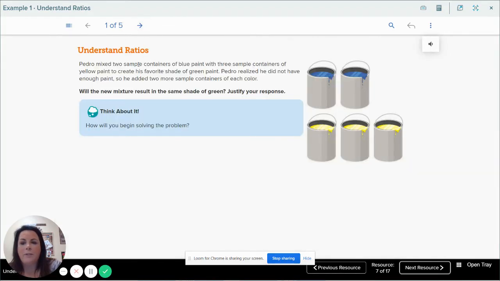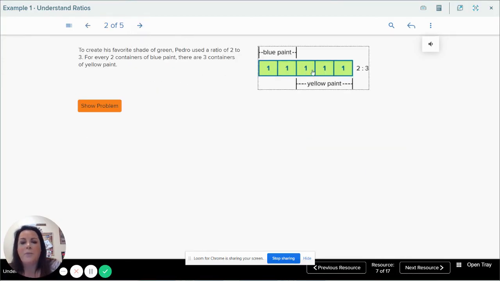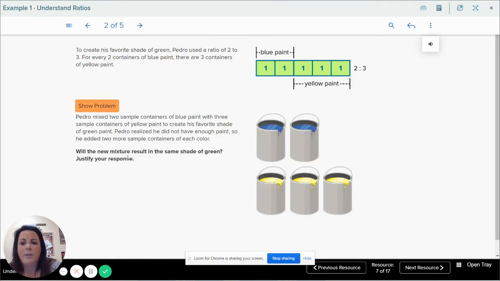All right, so Pedro mixed 2 sample containers of blue paint with 3 sample containers of yellow to create his favorite shade of green paint. Pedro realized he did not have enough paint, so he added 2 more sample containers of each color. Will the new mixture be the same shade? And we're going to justify our response by examining our results. So this is a part-to-part ratio. For every 2 containers of blue paint, there are 3 containers of yellow paint. Okay, so we need to make sure that it stays the same.